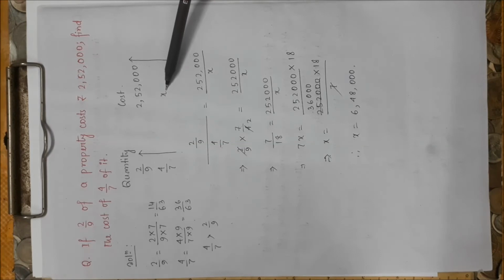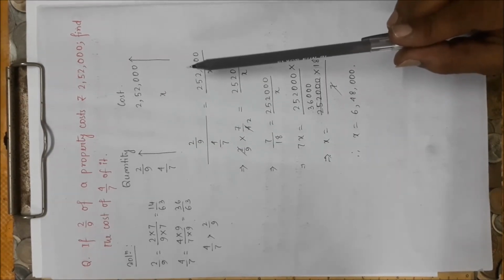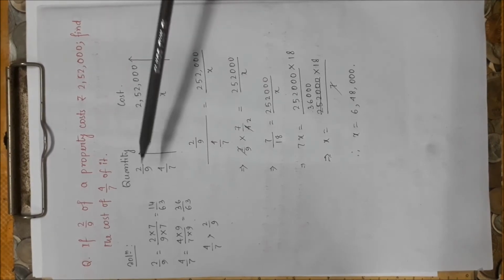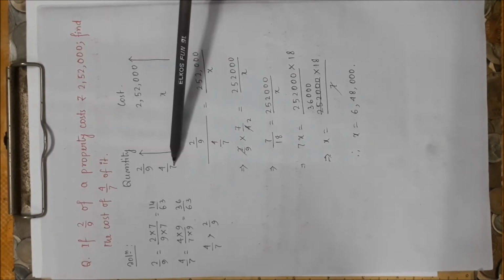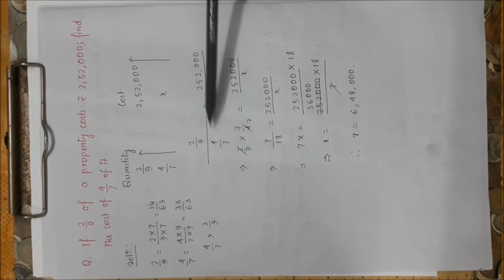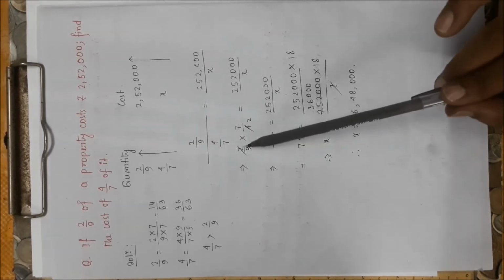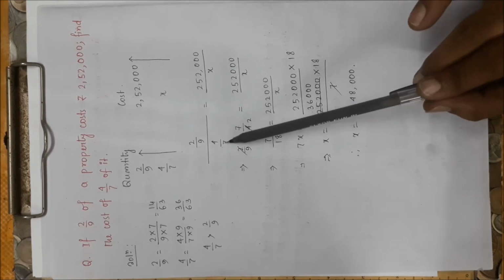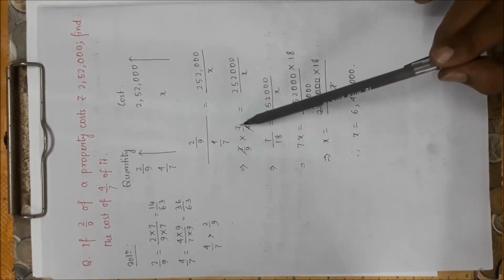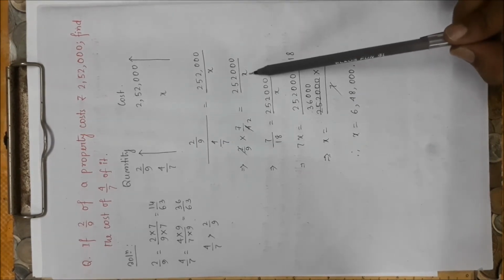So we consider the cost as x and this is a problem based on direct variation. In case of direct variation, the ratio of these two equals the ratio of these two. So 2 by 9 by 4 by 7 equals 252,000 divided by x. Now if you simplify, you will get 2 by 9 into 7 by 4 equals 252,000 by x.